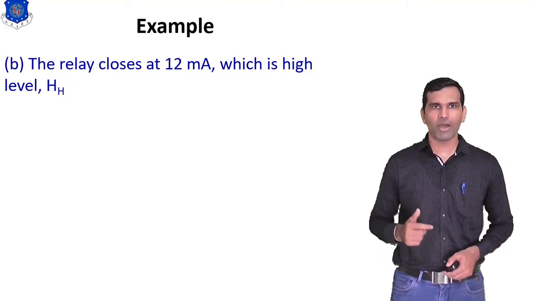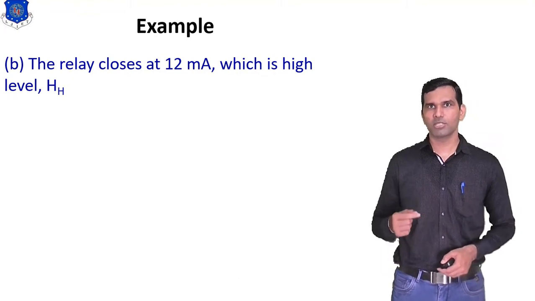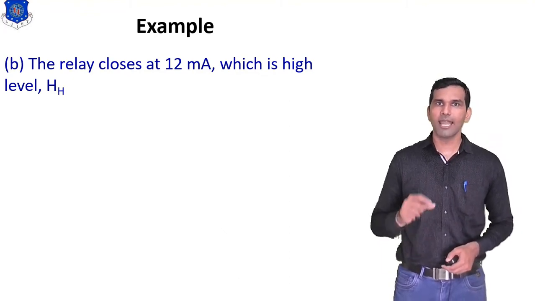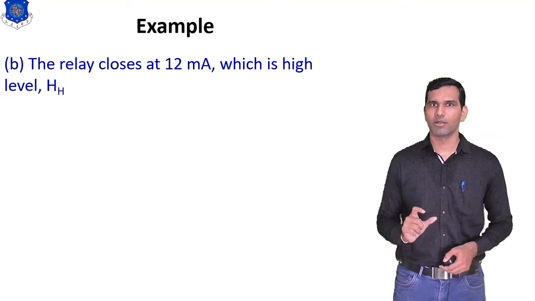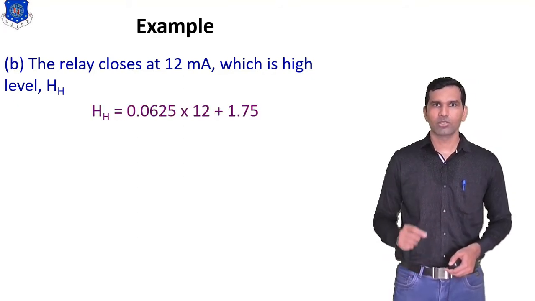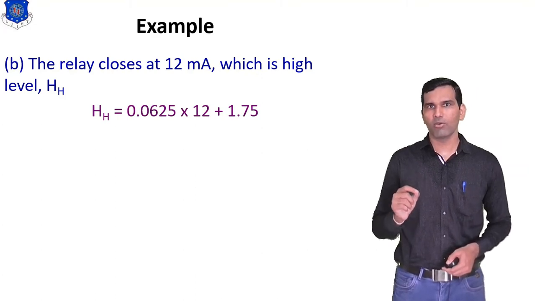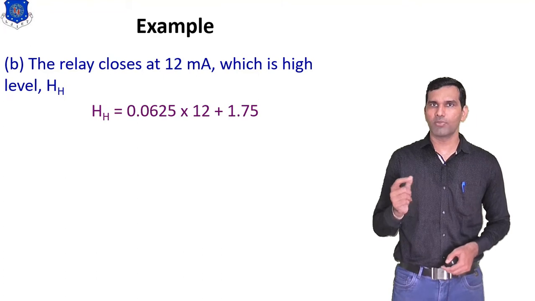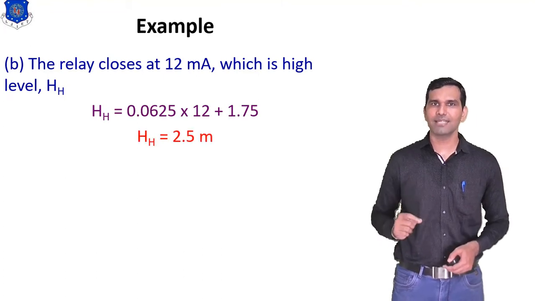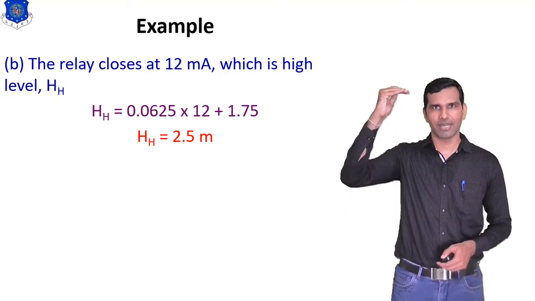Now we have to find the relay closed. Now we start the procedure for the second one. The relay closed at 12 milliampere, which is high level, that means HS. So HS is equal to 0.625 into 12 plus 1.75. So we get HS is equal to 2.5 meter, that means highest height.